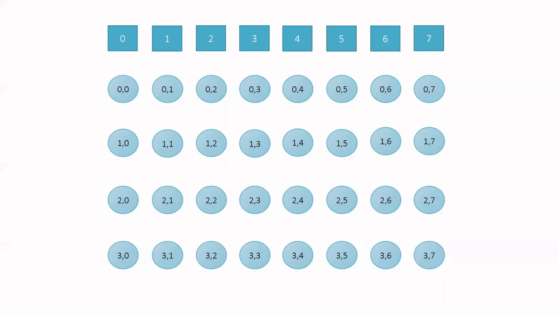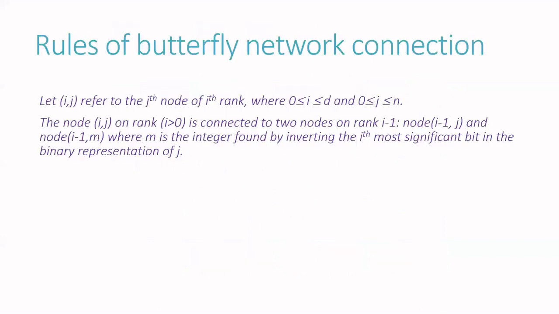Now let's label each node. Each node is referred to as i, j, where i represents the row number or rank number and j represents the node number in that row. So 0, 0 represents the first node in the first row. 2, 0 represents the first node in the third row. So if this much is clear, we will look into the rules of butterfly network connection.